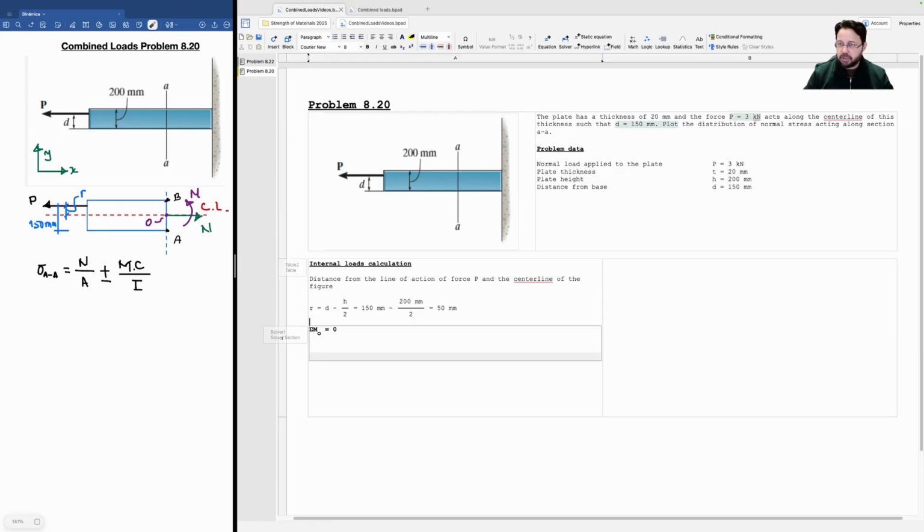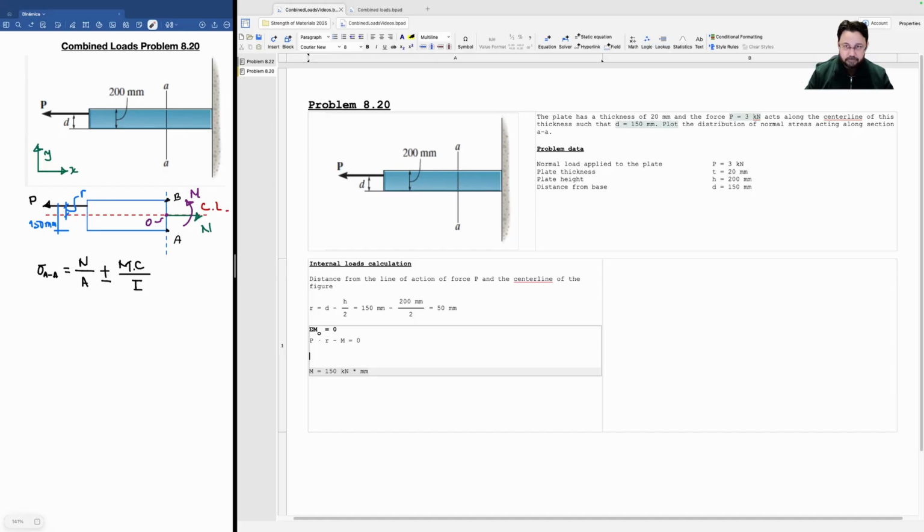Then I can jump to the calculation of moment, as equilibrium, and that's going to be that the force P is going to create a positive moment. The reaction moment is going to be negative. So I can say that P times that distance R that I got before, P times R minus the moment reaction is going to be equal to 0. And I get already the reaction moment there.